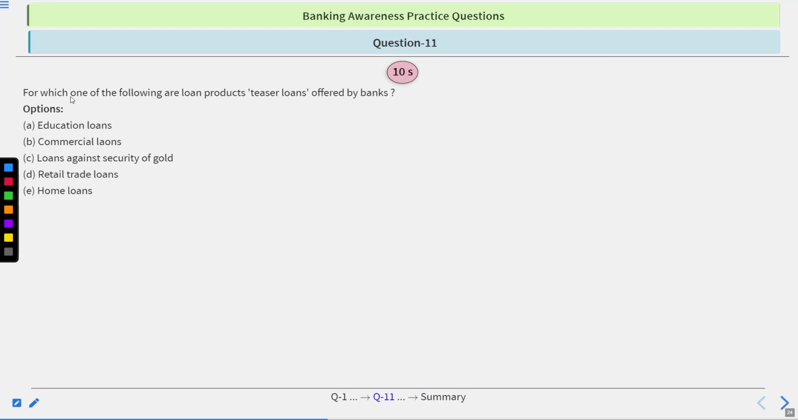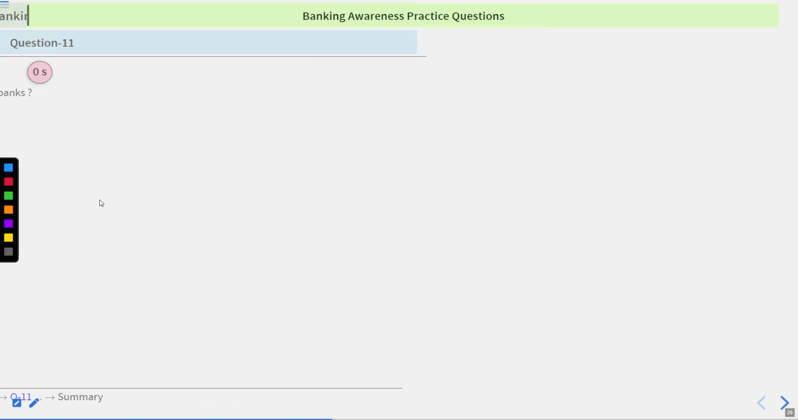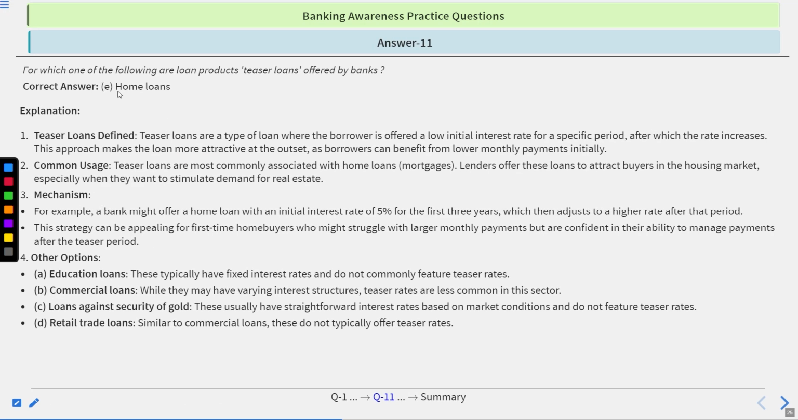Question number 11. For which one of the following are teaser loans offered by the banks? Education loan, commercial loan, loans against security of gold, retail trade loans, home loans. 10 seconds, time starts now. The correct answer is E. Home loans.